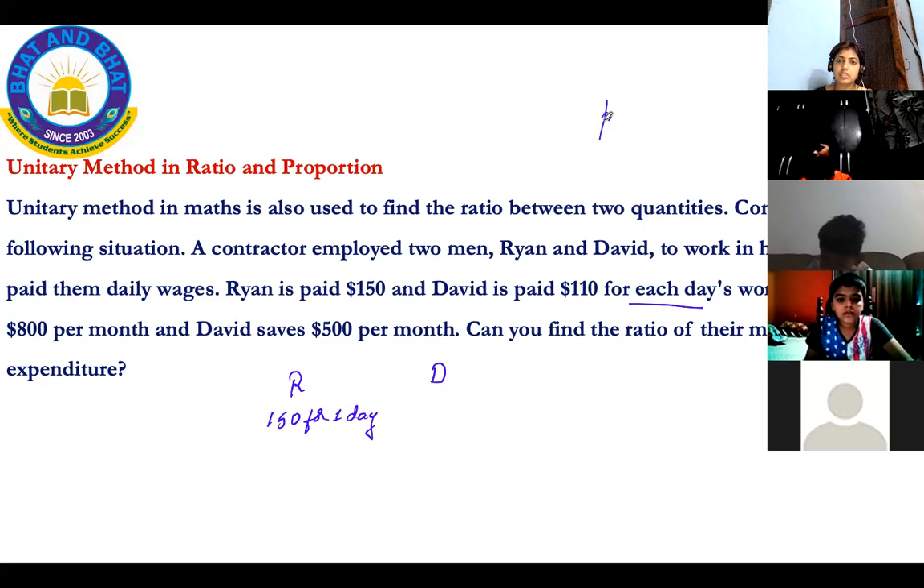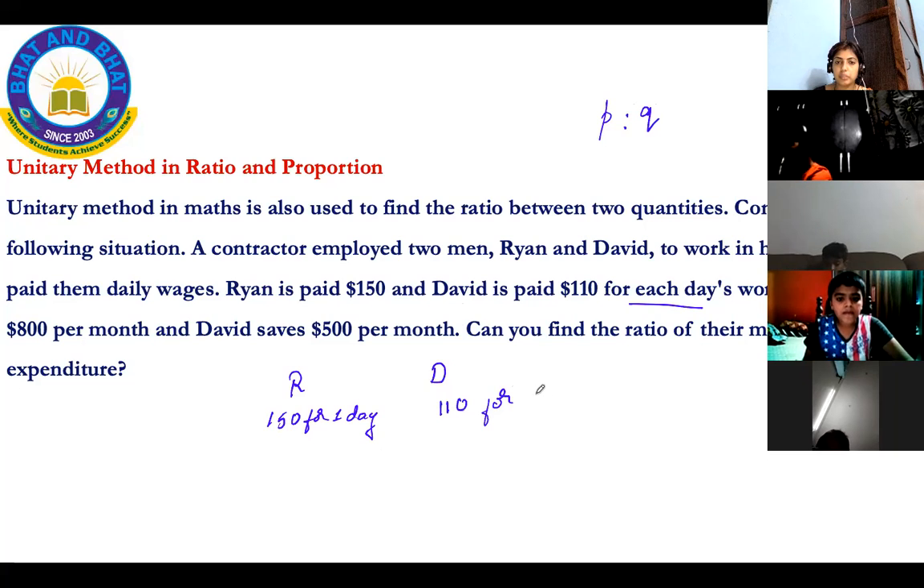Ratio means P is to Q. We write it that way. That means representing fraction form in ratio form. So David will get 110 rupees for 1 day.